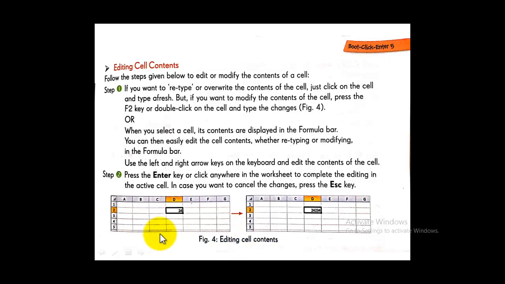Just click on the cell and type. To modify, double click on the cell, not just a single click, or use the F2 key on the keyboard. Among the function keys from F1 to F12, press F2 once.